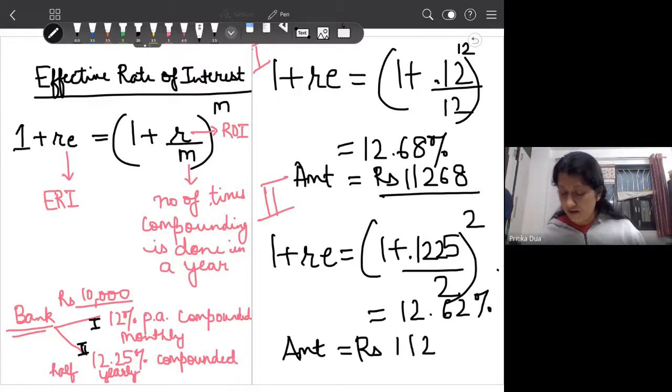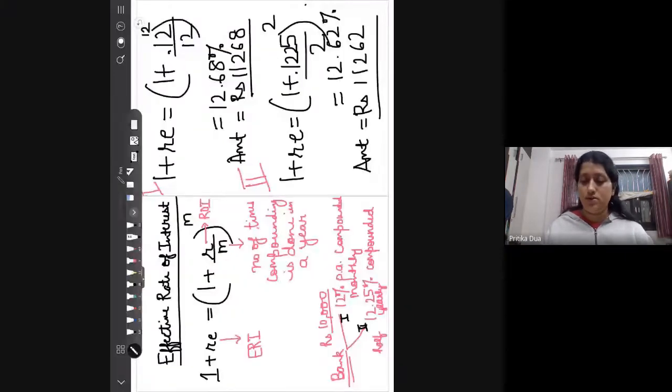This means that approximately the amount at the end of the year will be 11,262. So in this case, option 1 is giving us a better return and hence it should be preferred. So if 12% is compounded monthly, then your annual return is coming to 12.68%. That is what effective rate of interest means. Okay, I hope all of you have got this answer. We'll move to the next question.